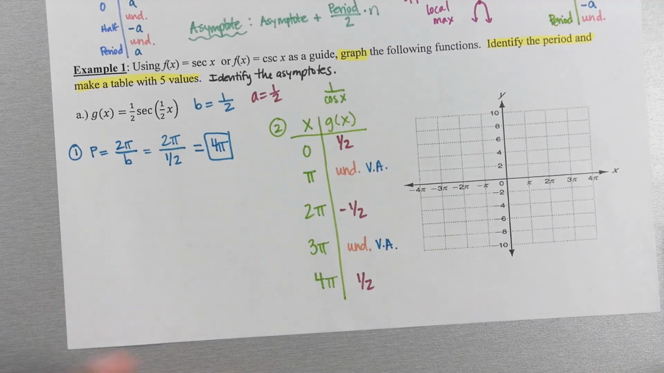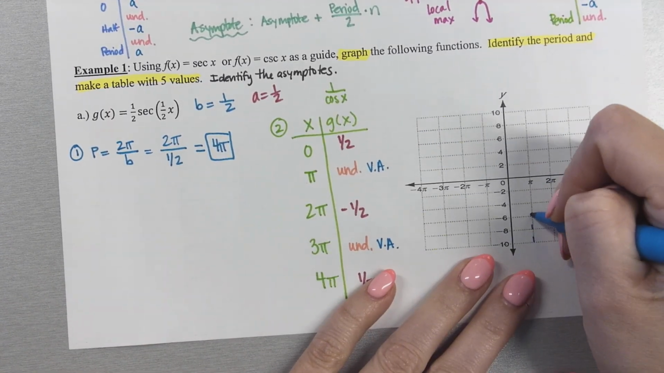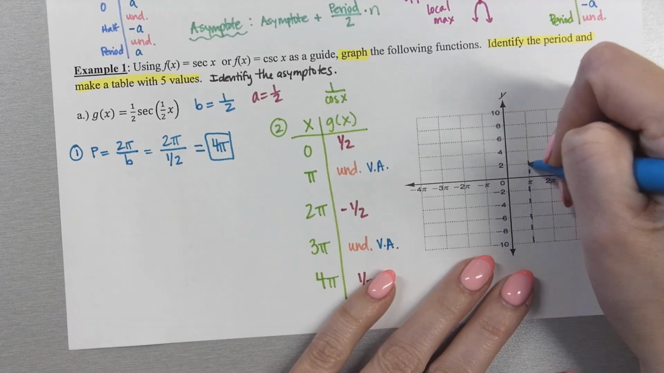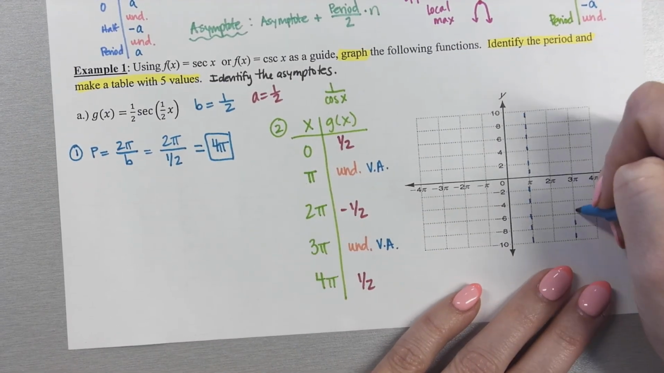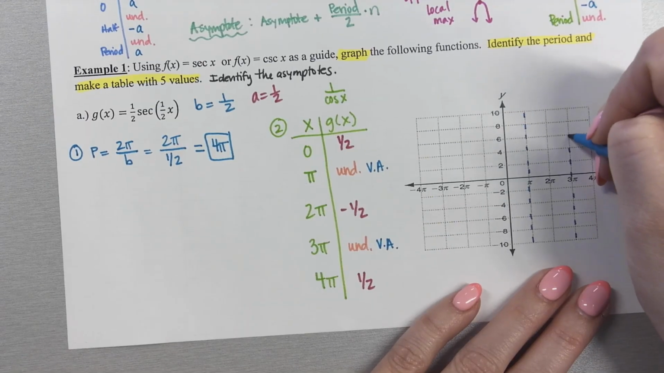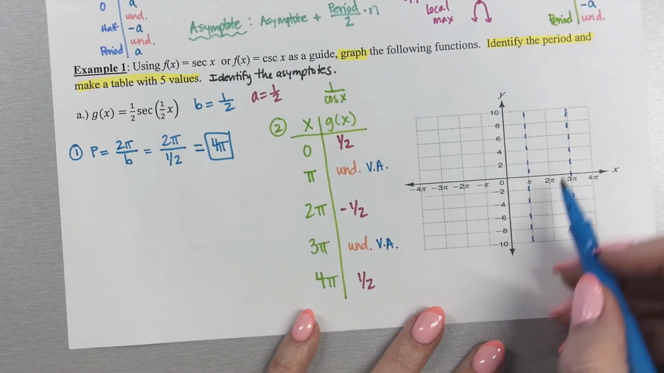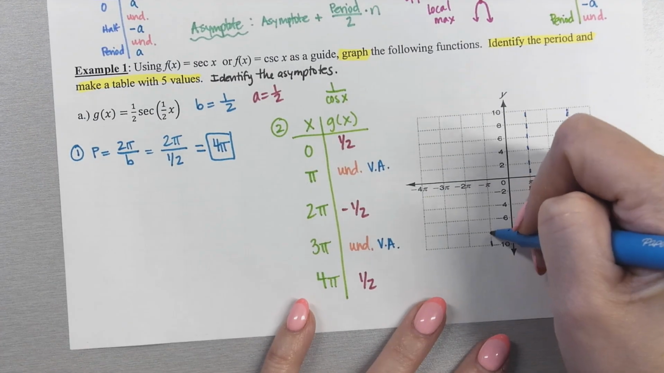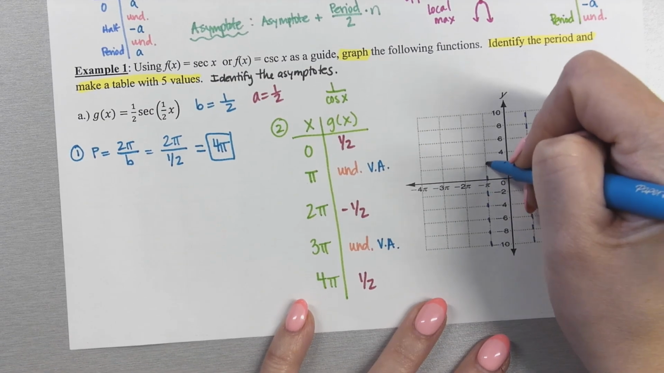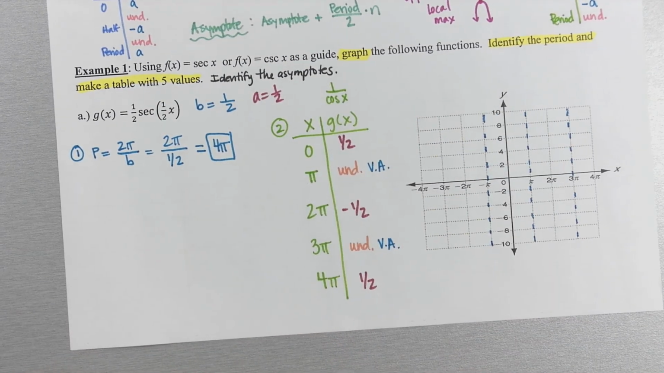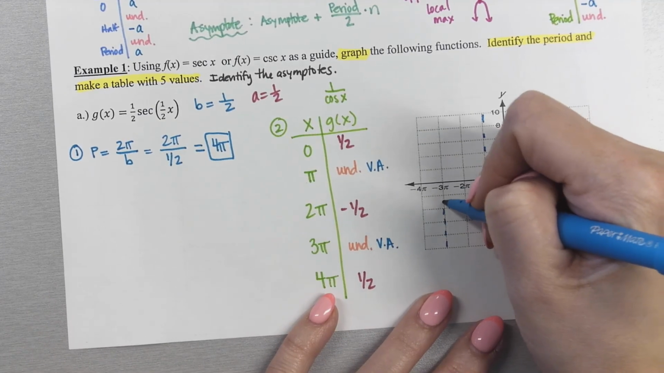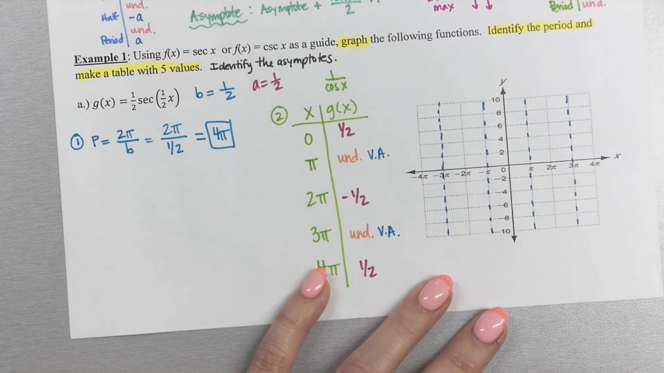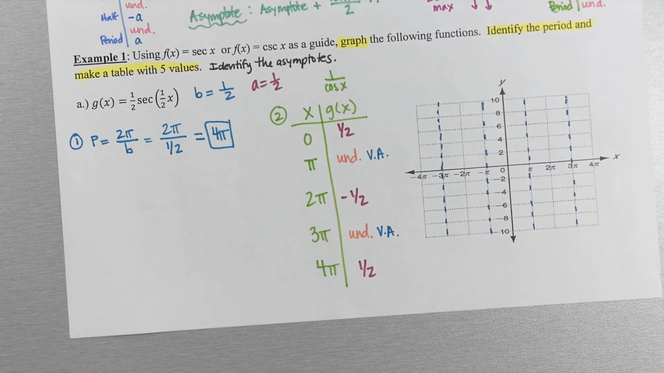All right, so then at pi, we're going to put in the vertical asymptote. At 3 pi, we're going to put the next one. And now our pattern's established. So every 2 units, I'm going to put in an asymptote.